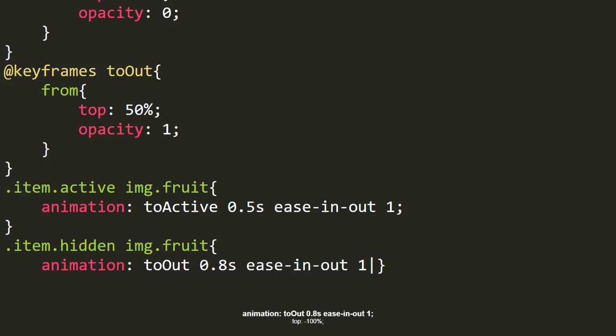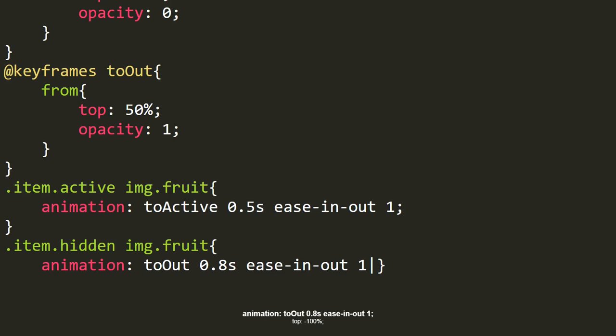Dot item dot content. Position absolute. Top 50. Left 50. Transform translate minus 50 minus 50. Text align center. Font size 12vw. Font weight bold. Font family system UI. Text transform uppercase. White space no wrap. Dot item dot active. Display block. Dot item dot hidden. Display block. Pointer events none. Background color transparent.